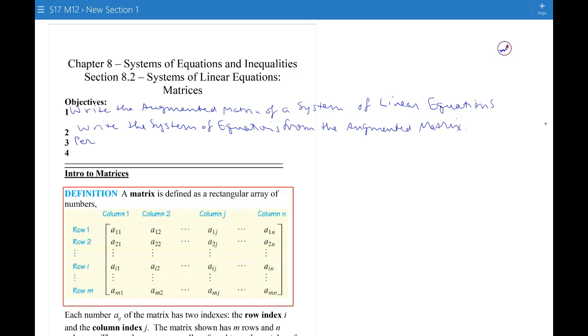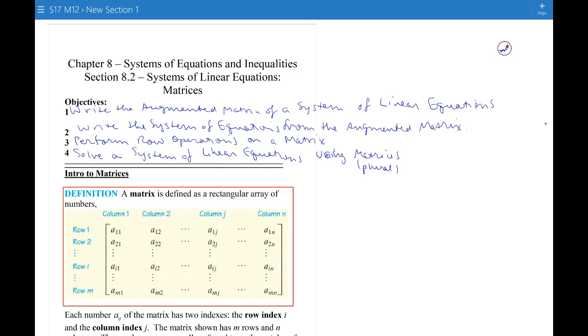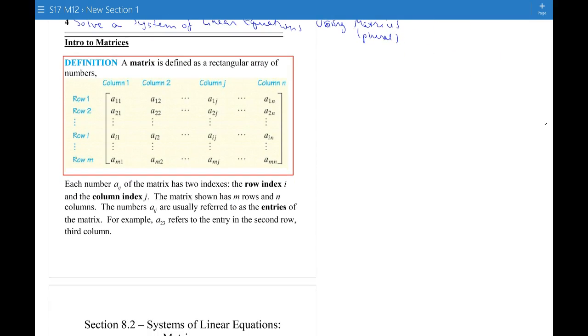Then we're going to learn how to perform row operations on a matrix, including learning some shorthand for that operation. And then we're going to solve a system of linear equations using matrices. So this is the plural, matrices; matrix is the singular. Okay, so here's just a little intro to matrices.